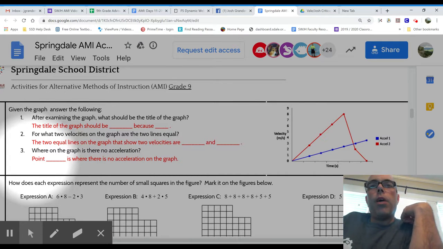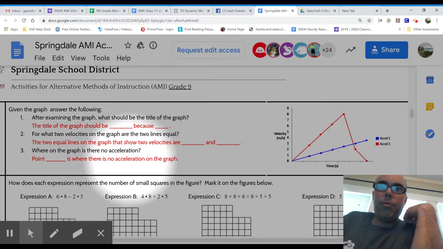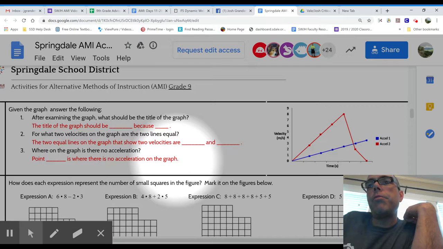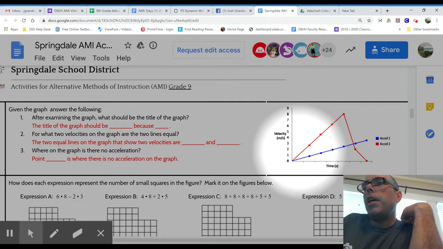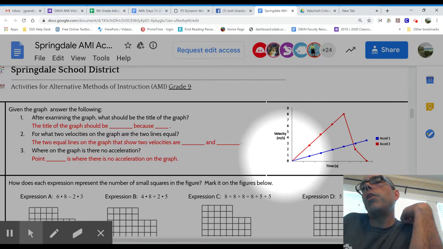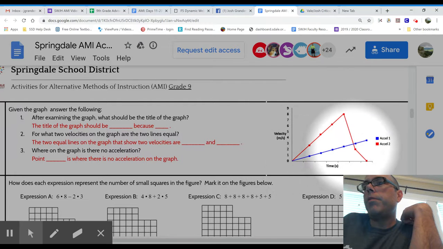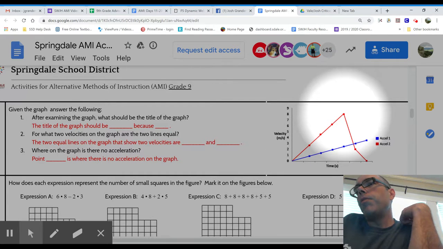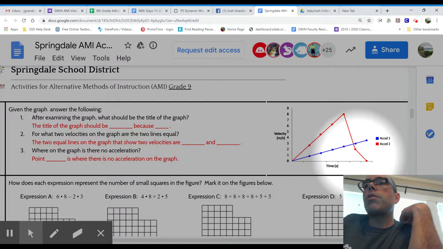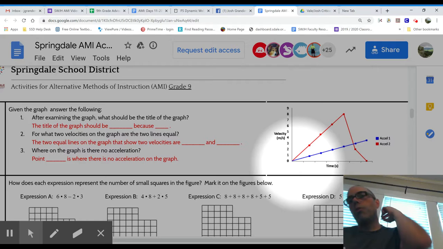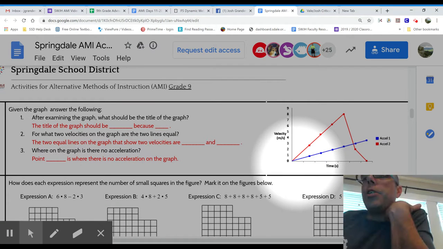Third question, where on the graph is there no acceleration? Point blank, where there is no acceleration on the graph. All right, well, that's straightforward enough. Let's go look. So remember, acceleration is what we're looking at here. Things are accelerating when their velocity is increasing each second. And, well, looks like that's increasing. Looks like that's increasing. Okay, so remember, here it is decreasing, but we just call that negative acceleration, don't we? So if it is increasing or decreasing, that is acceleration.